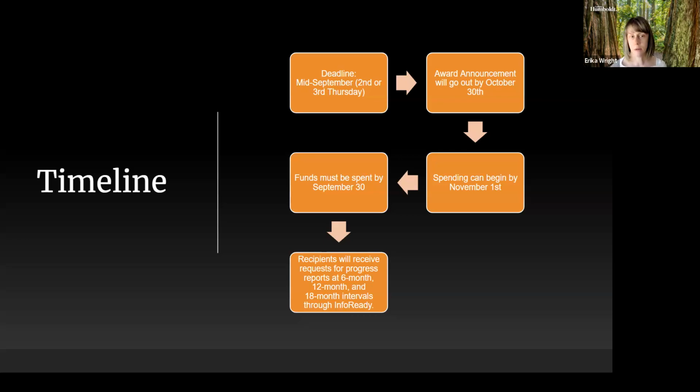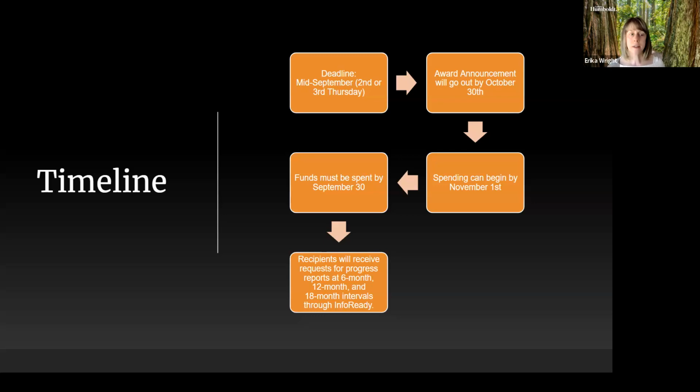And we will also send out reviewer comments within the next week after that. Spending on your project can then begin by November 1st. And please note that all the funds in this grant have to be spent by September 30th, so it's a little less than a full calendar year. Any funds that are not spent by September 30th will be kept and applied to the next year's funding. So that's a hard deadline. You can't get an extension as far as being reimbursed for your expenditures.